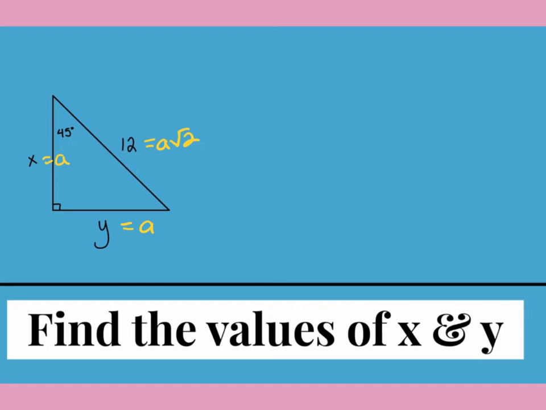No. So this time I gave you the hypotenuse, not A, right? So this is what we have to solve. 12 equals A root 2. Then I have to divide both sides by root 2.